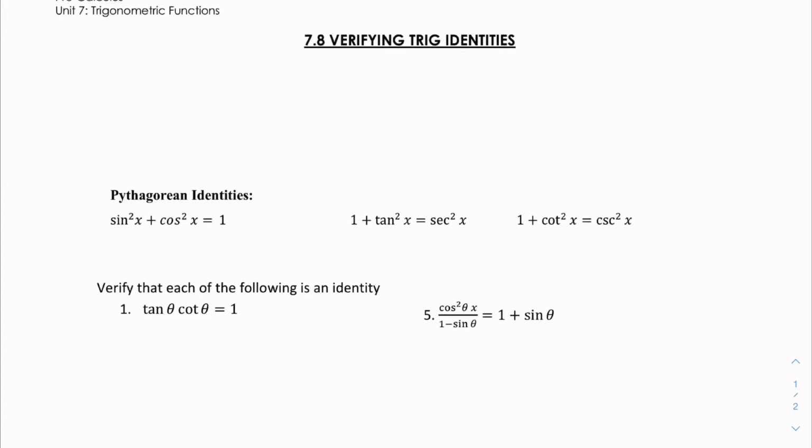This lesson builds off of what we did in 7.7. I'm just introducing 3 new, very, very important trig identities. So let's call them number 1, number 2, and number 3. But I'm going to take 1 minute to show you where the heck these identities come from.